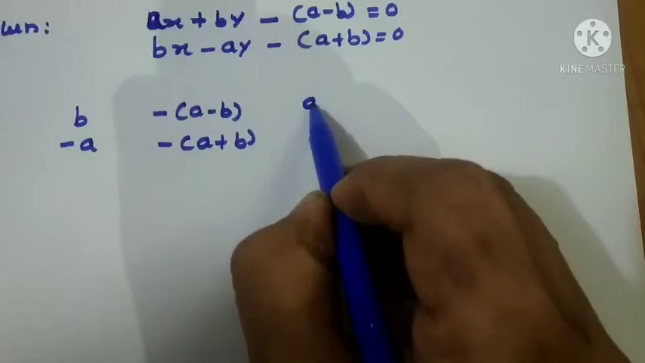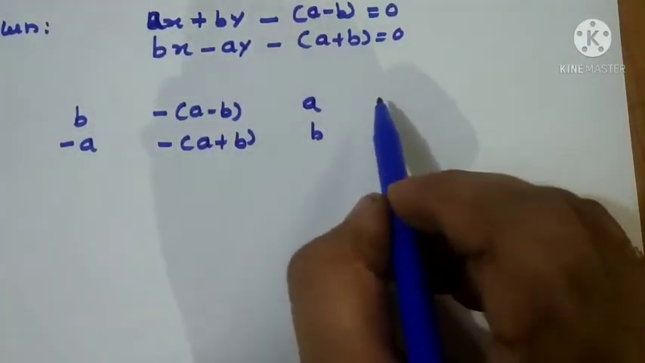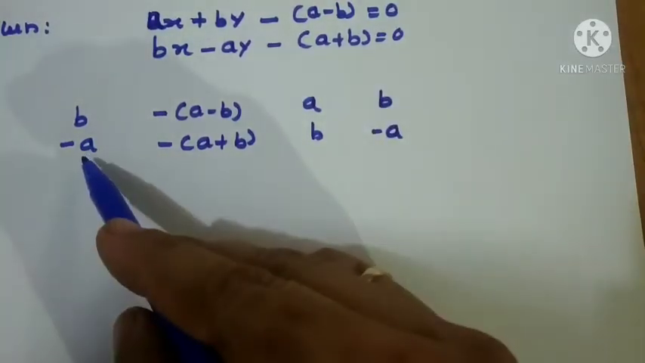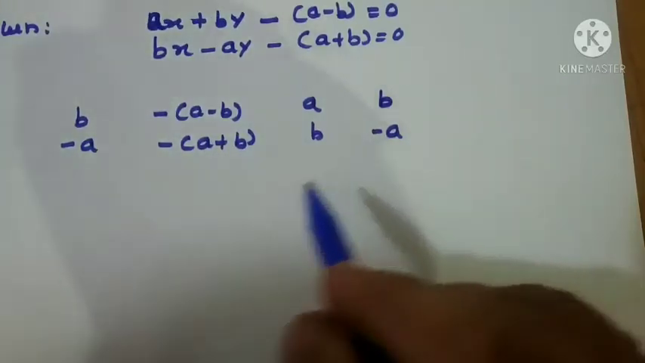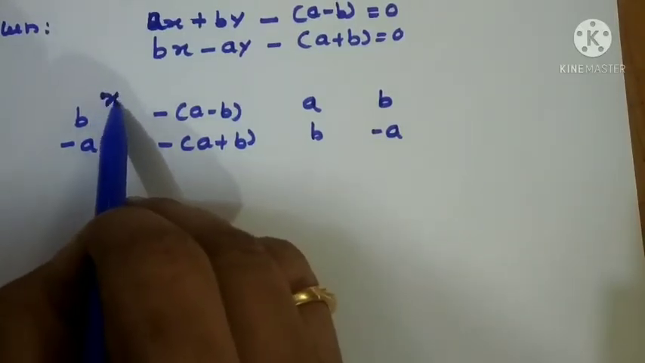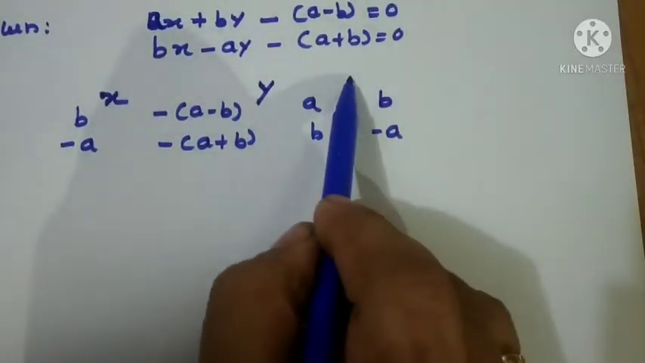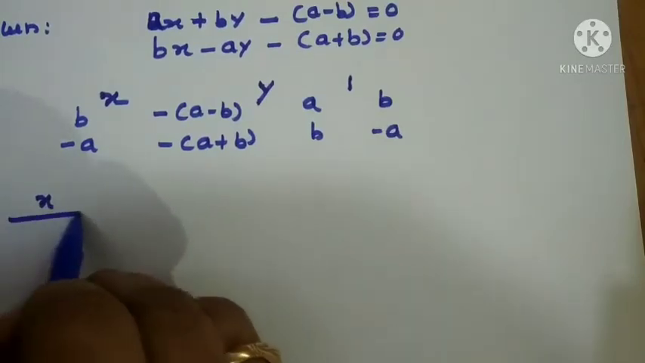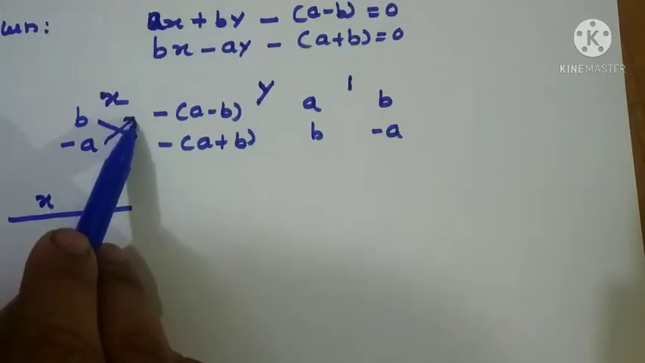Now x coefficients: a, b, a from the first equation, b from the second equation. Again y coefficient b and −a. Y coefficient, constant, x coefficients and then constant. In between what should I write? The first variable I should write x, here the second variable, then constant. So now we should write x divided by, cross multiplication sign.